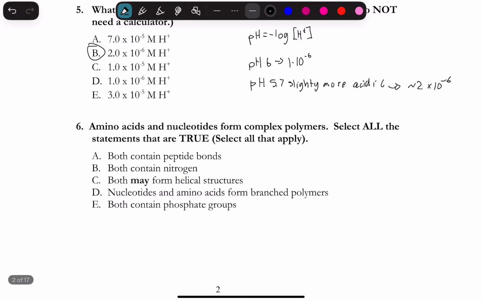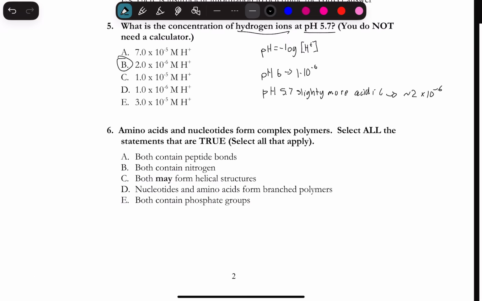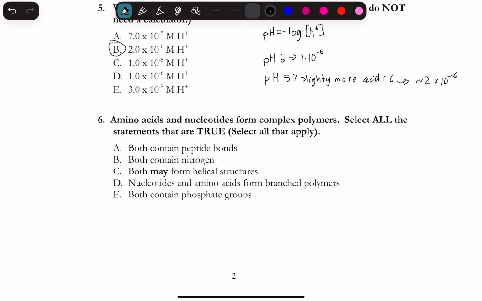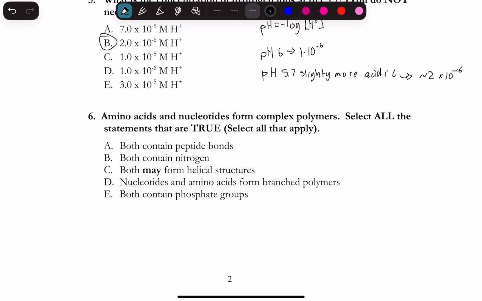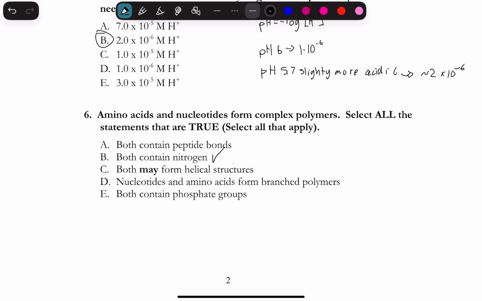Okay, which statements are true about amino acids and nucleotides? Both contain peptide bonds, both contain nitrogen, both may form helical structures, nucleotides and amino acids form branched polymers. Both contain nitrogen? Yes, they both contain nitrogen because you have the nitrogenous bases, and you also have the amino groups.